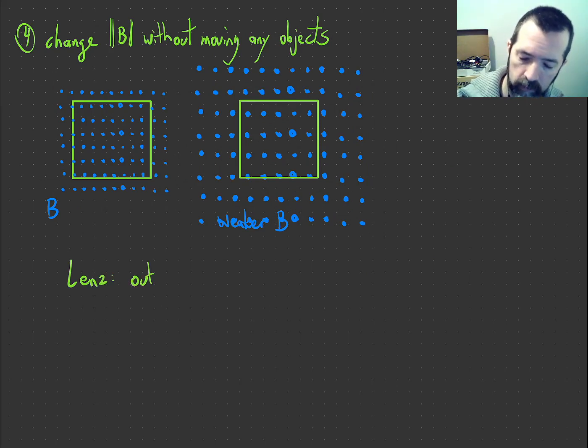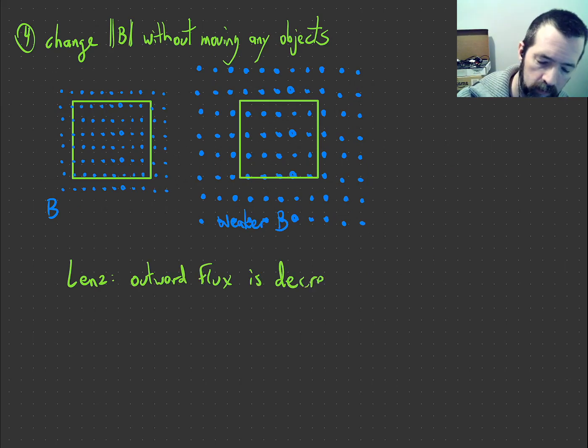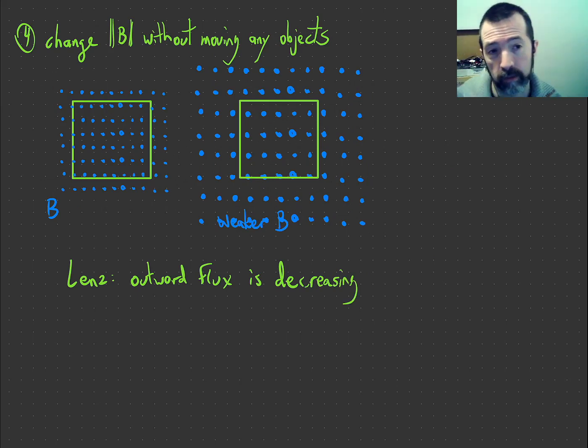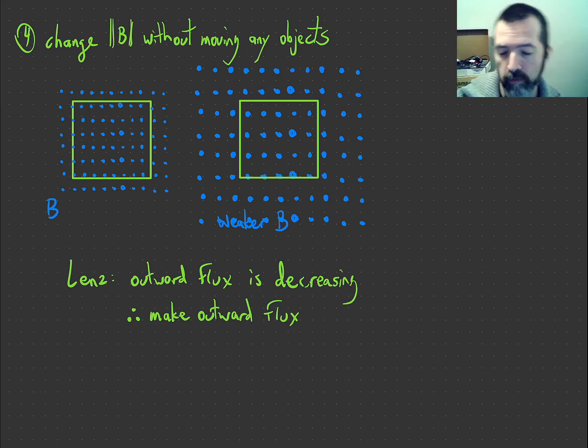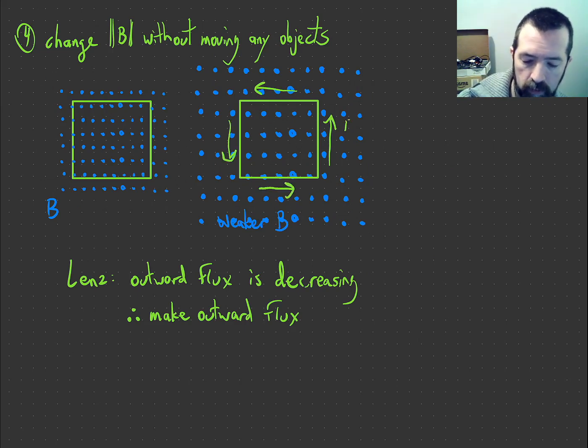I have an outward flux, and it is decreasing because I have fewer dots. I start out with a lot of dots, and then the number of dots is going down. Therefore, I need to make more dots to try to replace the ones I lost. I want to make outward flux. And if you go through your right-hand rules, the way to get an outward flux is for the current to flow counterclockwise. CCW is counterclockwise.